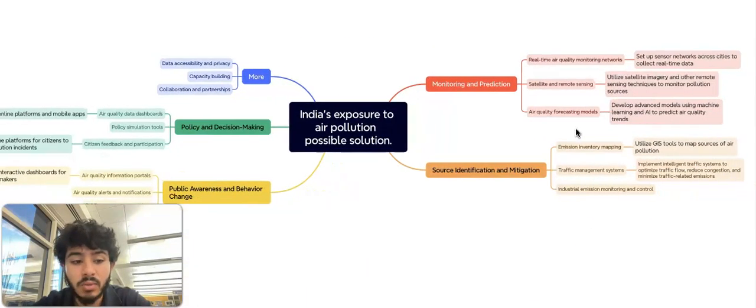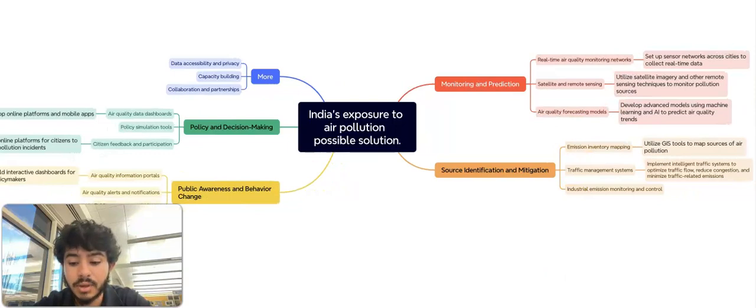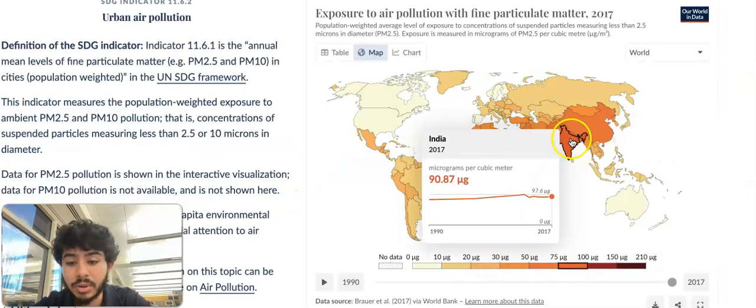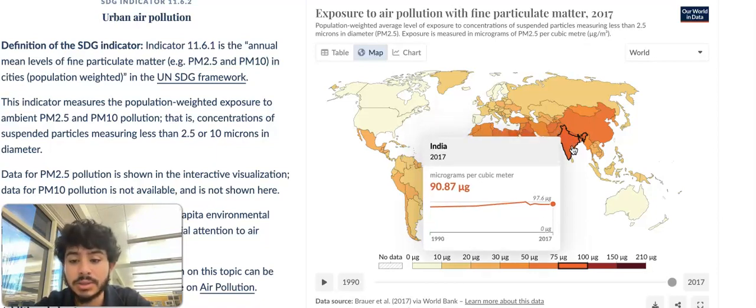So this is my remedy when it comes to trying to at least solve India's high pollution. And like I said, the reason I chose India was because I know the population and the cities and everything are growing very, very rapidly. So I would say this is a country that we really do need to focus on and really do need to start mitigating all this exposure to air with fine particulate matter.